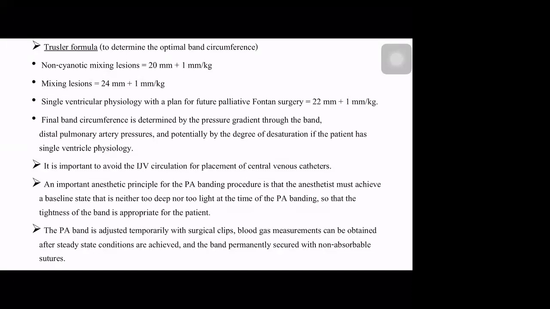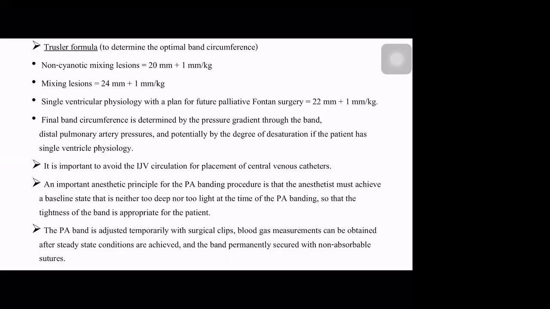So, while we are doing the PA banding, a band is placed within the main pulmonary artery before the branching happens. How much to reduce the circumference of the main PA with this band is determined, that is, the size of the band is determined by a formula known as the Trusler formula. Now, the Trusler formula depends upon 3 broad categories. Number one, non-cyanotic mixing lesion, that is VSD.